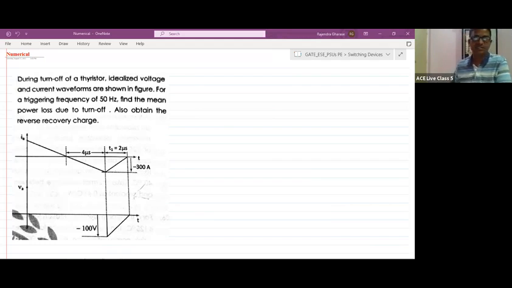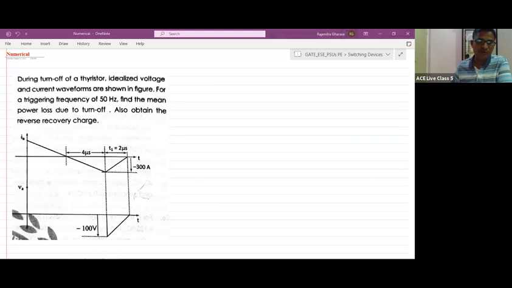So in yesterday's session, we discussed the SCR dynamic characteristics, right? Let us have some discussion on this numerical. This numerical is from the booklet. You can check it. Okay, so let us first read it.